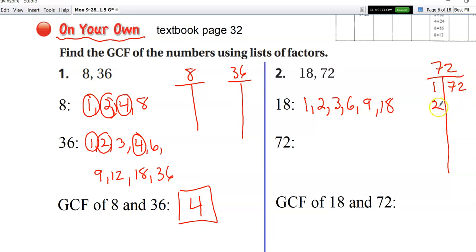Let's see, 72 divided by 2 would be 36. And I know 3 goes into 72 because 7 plus 2 is 9. So then I could use my multiplication chart and see that it's 3 times 24. And then 4 is also a factor, 4 times 18. 5, it doesn't go into 72 evenly because it doesn't end in 5.